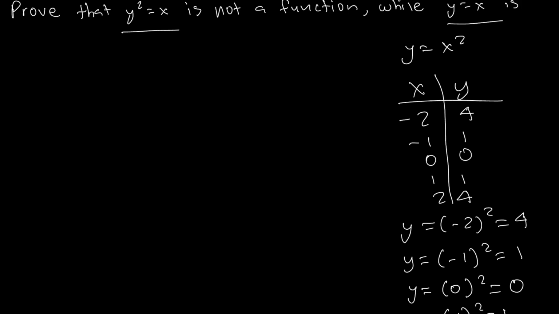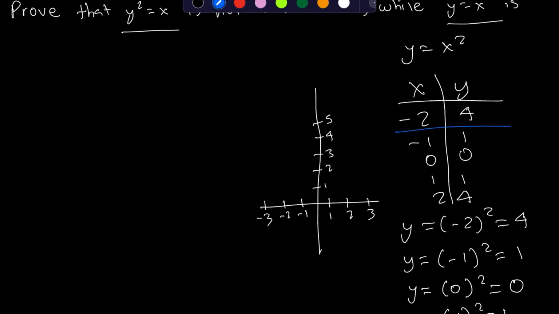Now, how does that look on a graph? We basically just be passing the vertical line test. So x equals -2, y equals 4 right there. And then I'll just basically go down the table. At x equals -1, y equals 1. At x equals 0, y is 0. And then at x equals 1, it's 1 again. And at x equals 2, y is 4. Or output for that input is 4.